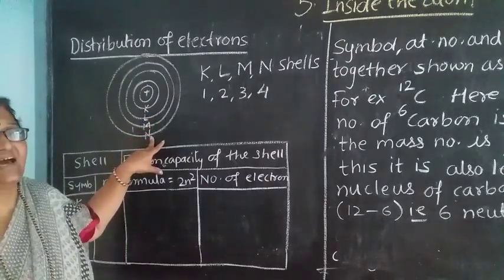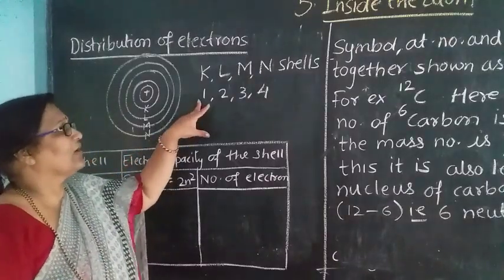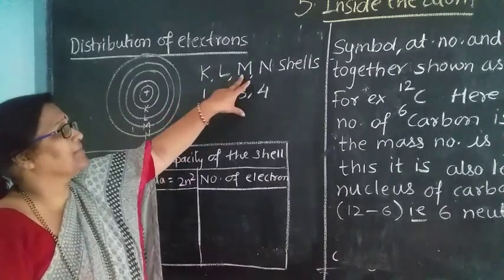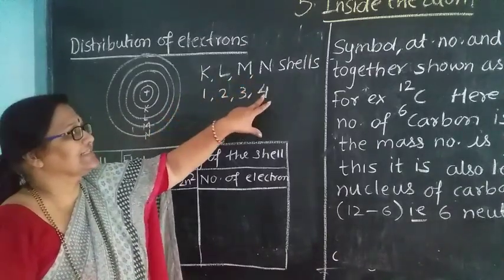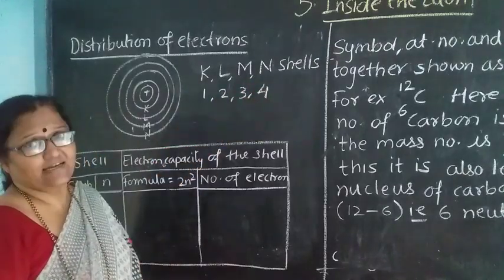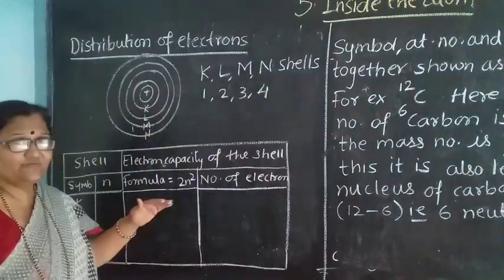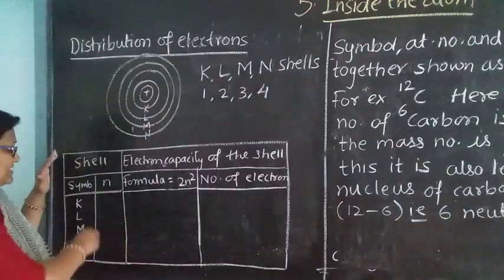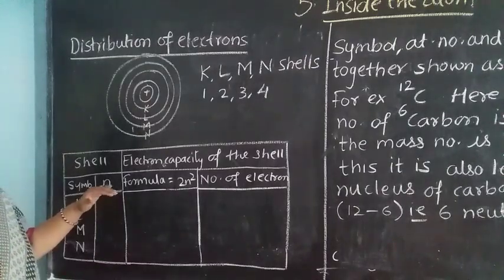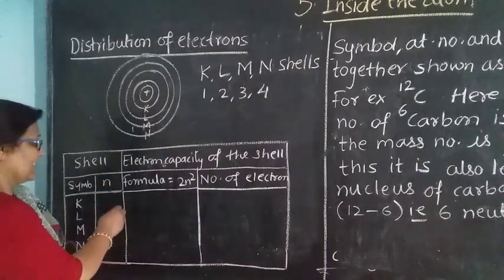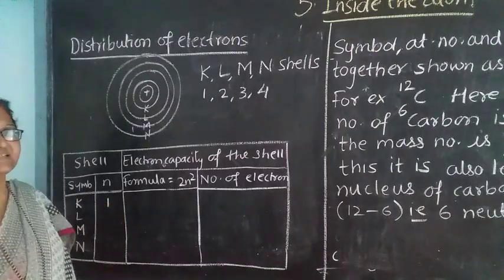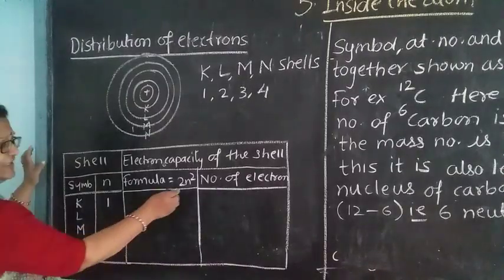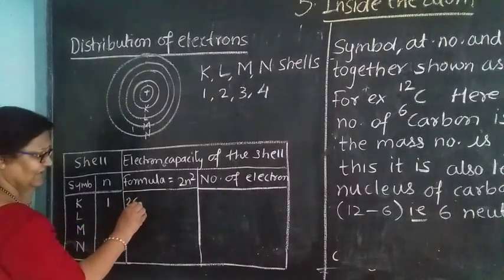All these shells are named accordingly. K shell is named as 1, L shell is named as 2, M shell is named as 3, N shell is named as 4. This way they are named in order. Now here is one chart given to you. How do we fill it? See here, the symbol is written as n, where K is the first shell. Now we have to fill this into the formula.